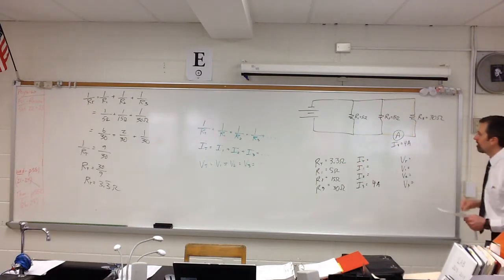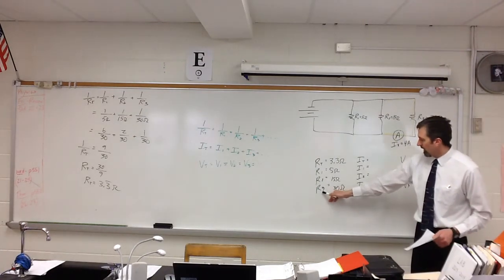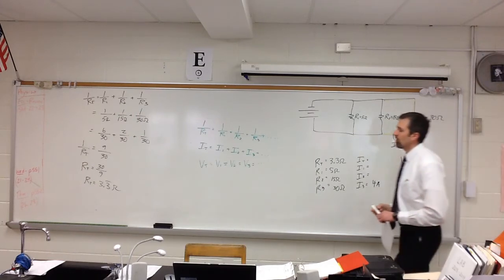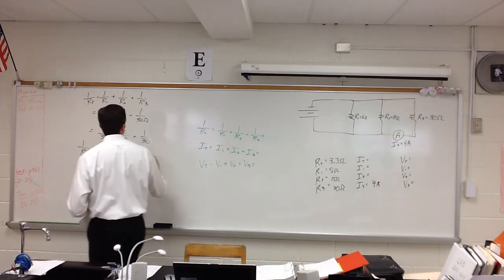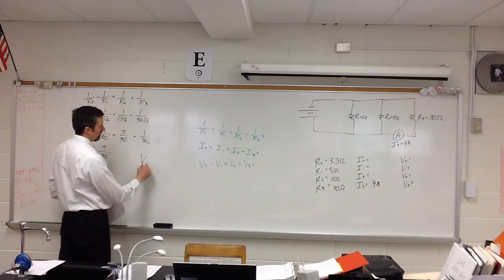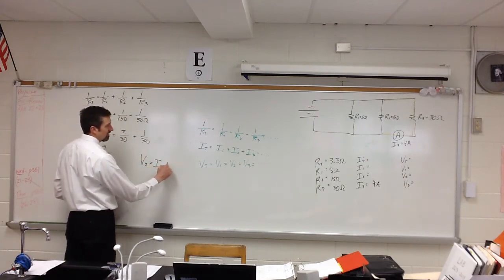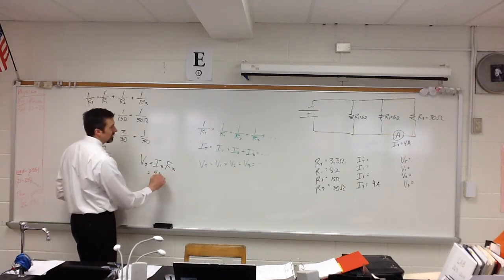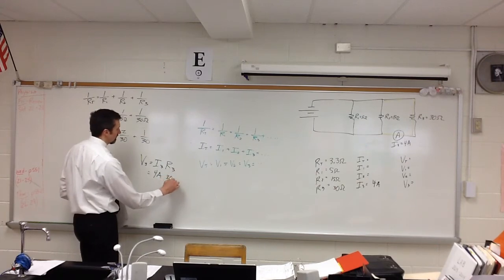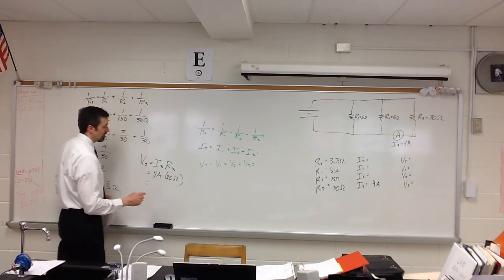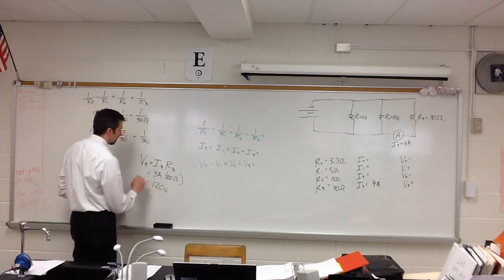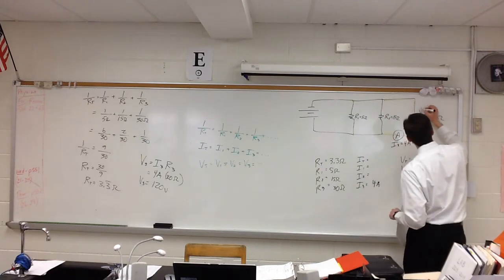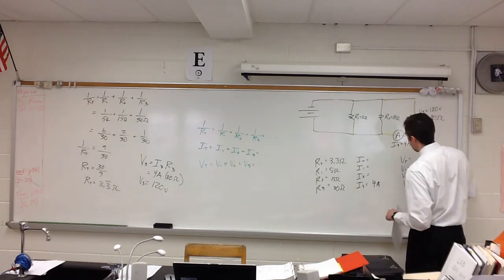Well, the next thing we can do here is, since we have R3 and we have I3, can we find V3? But of course. We can use Ohm's law. Ohm's law says V3 would equal I3 times R3. So it would be 4 amps times 30 ohms. 4 times 30 gives me 120. So I know now that the voltage right here at this location is 120 volts.